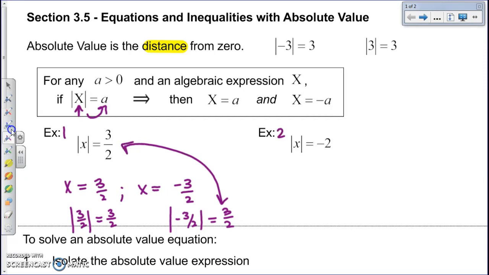So for example 2, the absolute value of x is negative 2. Well, this is not true. The absolute value of anything is never negative. So this is not true. So the answer here is no solution.